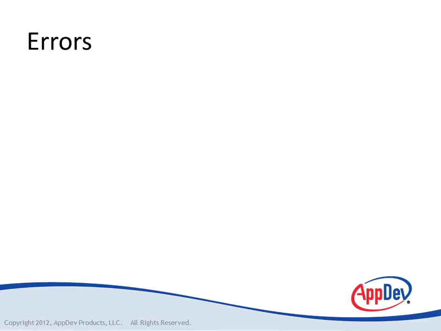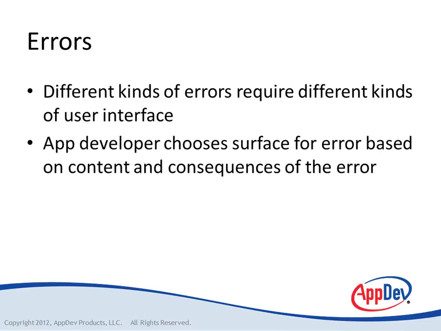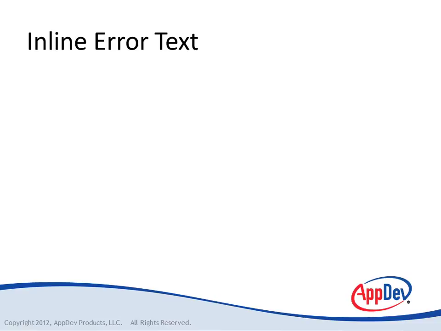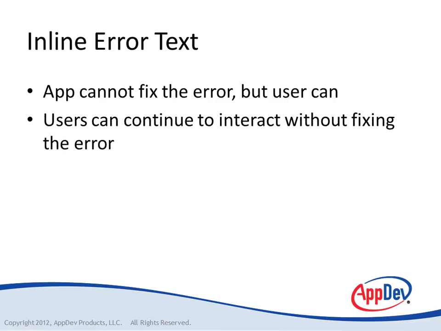Of course, you also should contemplate how and where to display error messages in your applications. Different kinds of errors require different kinds of user interface. The app developer needs to choose the surface for the error based on the content and the consequences of the error. You need to use inline error text when the app cannot fix the error, but the user can. The users can continue to interact without fixing the error.